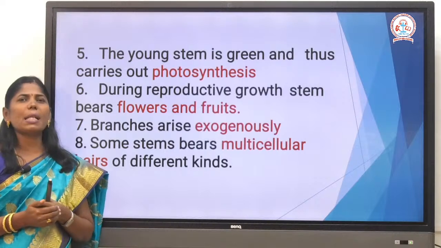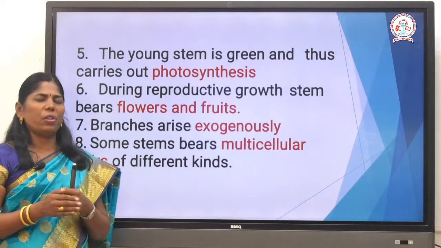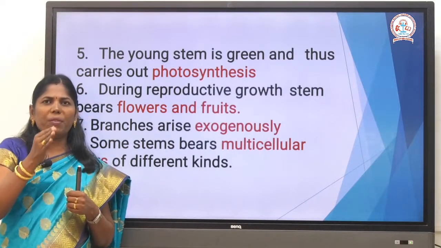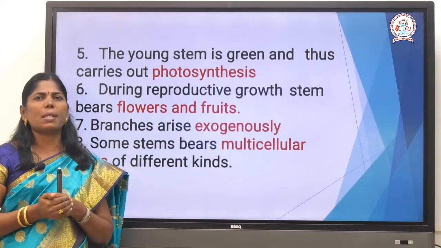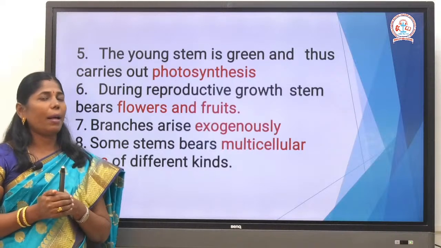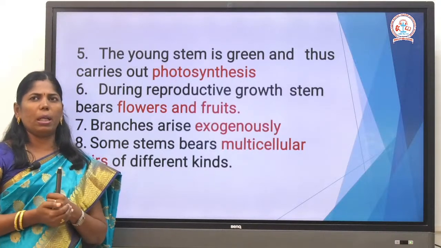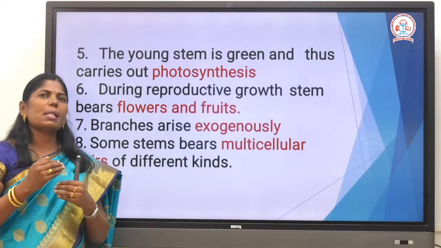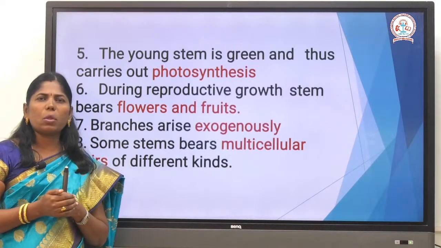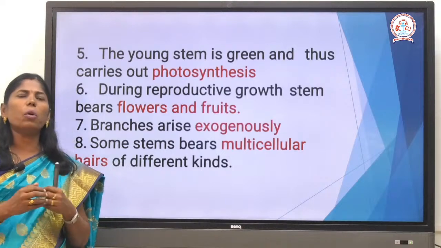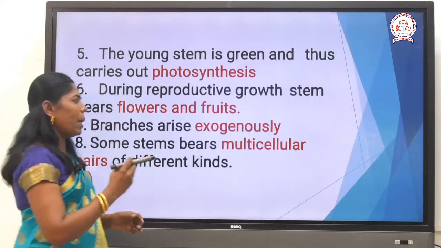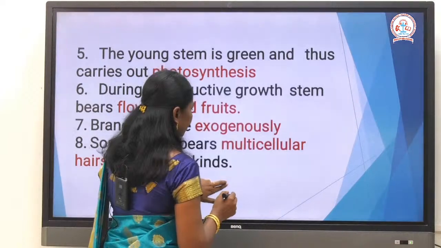Some stems bear multicellular hairs. We can feel it if you touch the stem. It feels rough because of the presence of the hairs. We say the hair is multicellular because it consists of many cells. When we say unicellular, there will be a single cell only. Multicellular means it consists of more cells. So here it is multicellular.